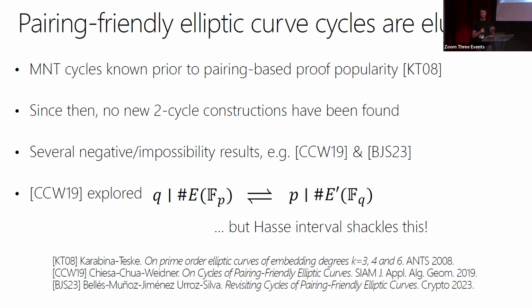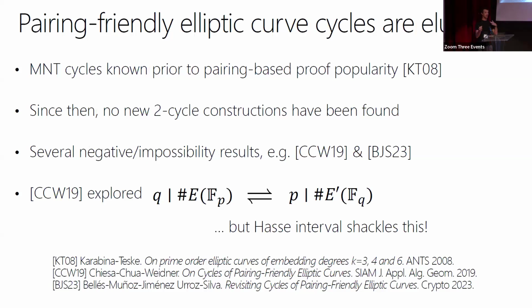Now, I should say that in fact, the original cycles paper and this CCW19 paper explored relaxing the conditions of primality, to say, well, we don't actually need both curves to have each other's prime fields as their group orders. It'd be enough if the primes just divided each other's group orders. But if we're talking about elliptic curves over prime fields, then the Hasse interval makes this impossible. It's straightforward to see that the Hasse interval prevents this.